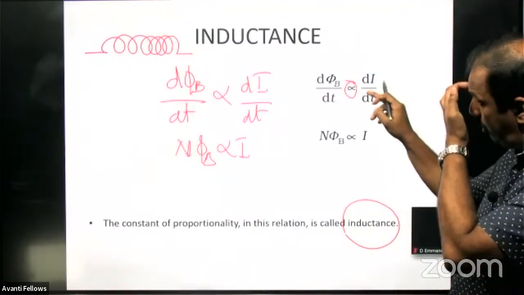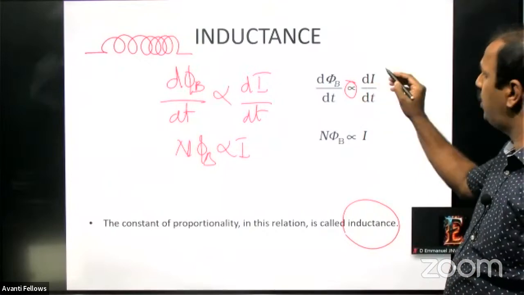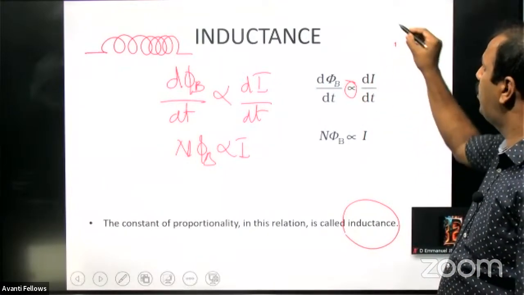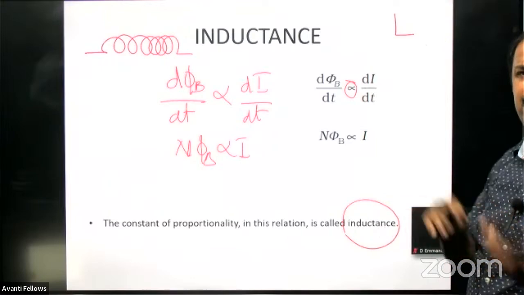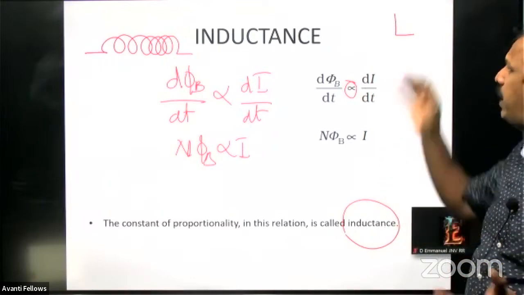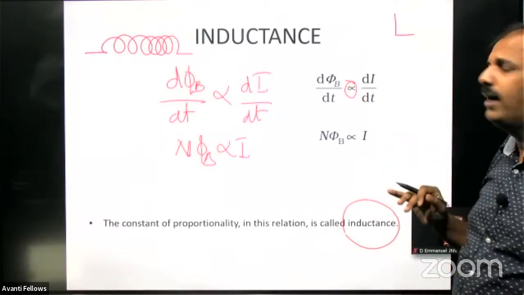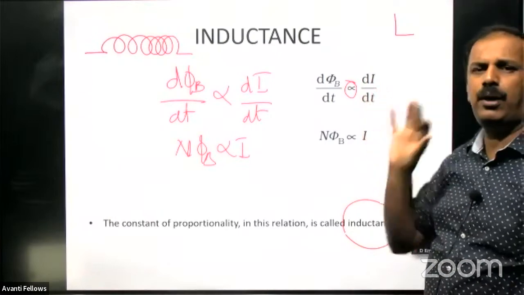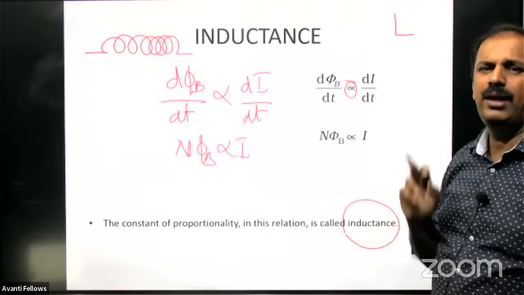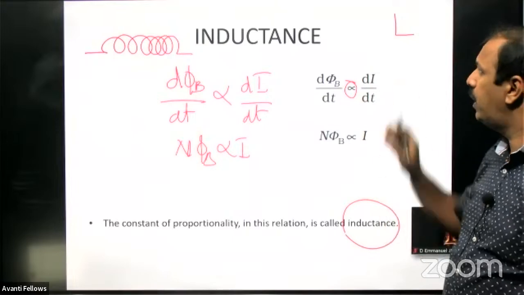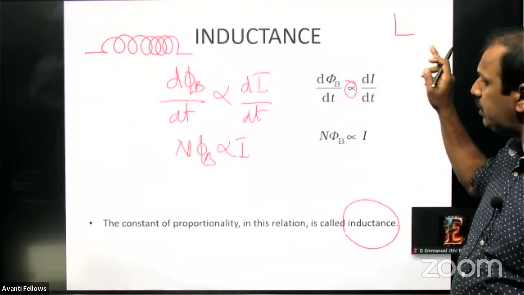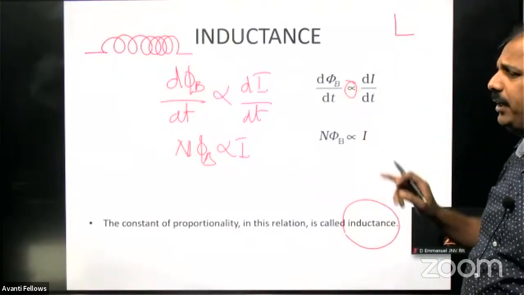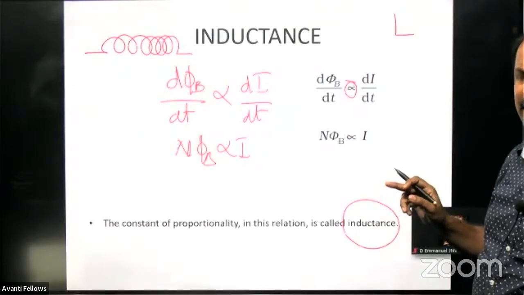Actually, why I'm not writing inductance here means, you can write it as L like this. But we have self-inductance and mutual inductance separately. So sometimes you'll write L and sometimes you'll write M. Generally for inductance, we will use L. L is for inductance. I think that's clear. So the constant of proportionality in this is called inductance.